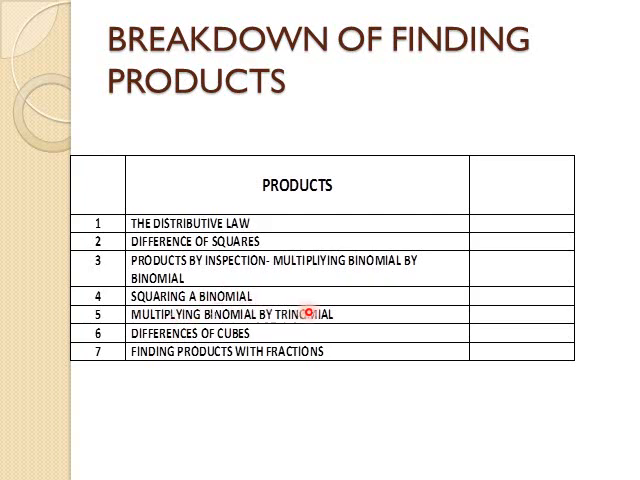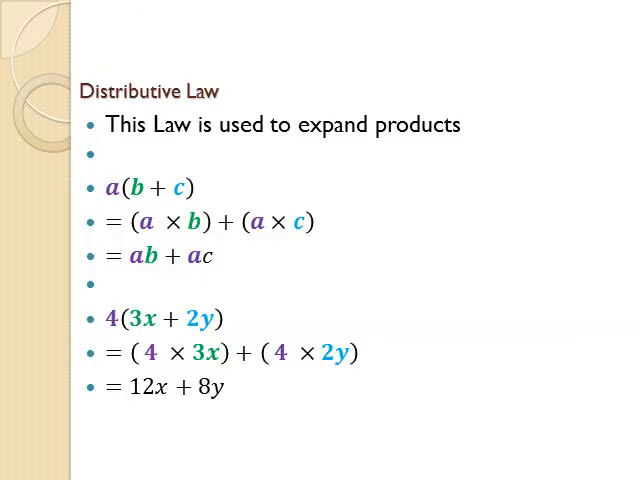Very important exam question for 4 marks, multiplying binomial by trinomial. We'll be looking at difference of cubes. Right, we multiply out and we end up with 2 perfect cubes as an answer. And it should say sum of cubes as well, and we're going to find products with fractions. Right, so without further ado, distributive.